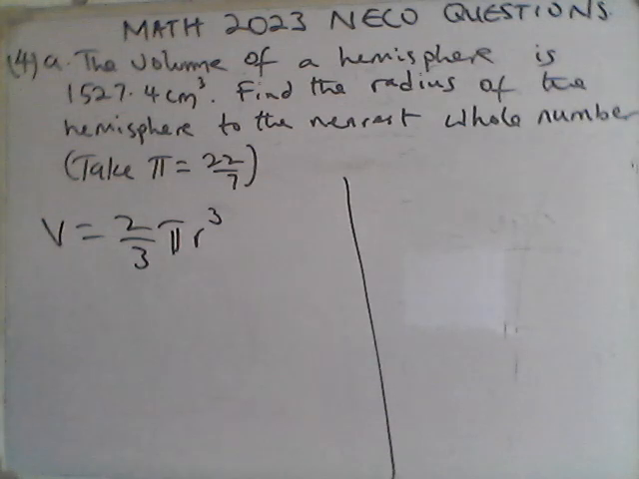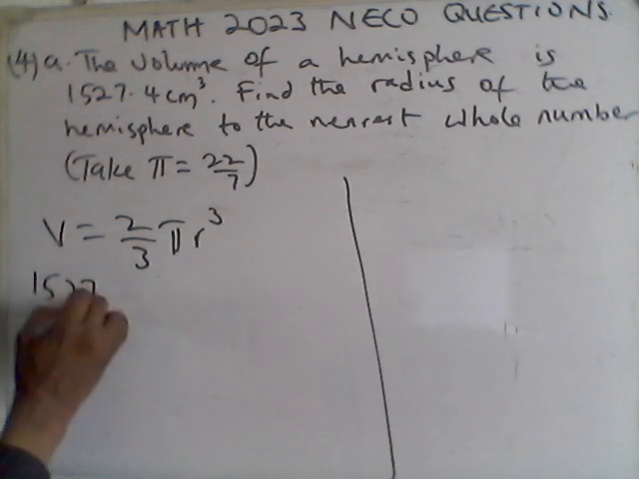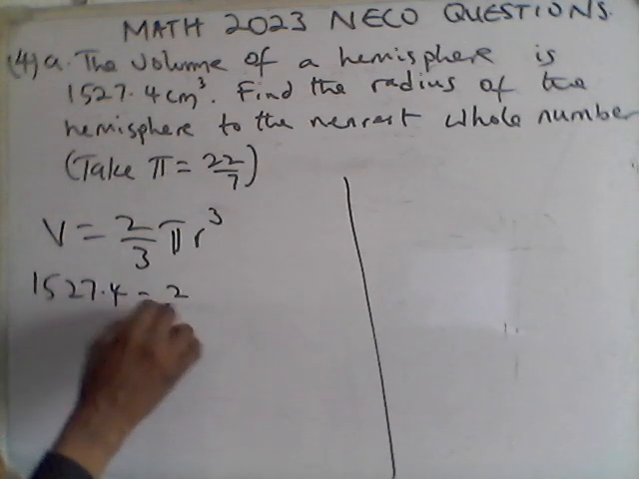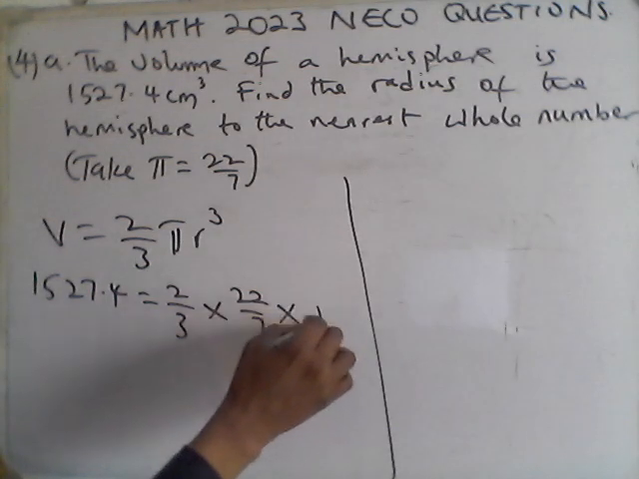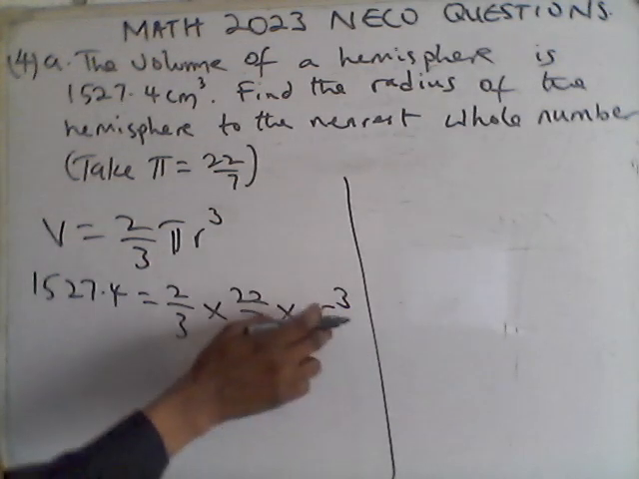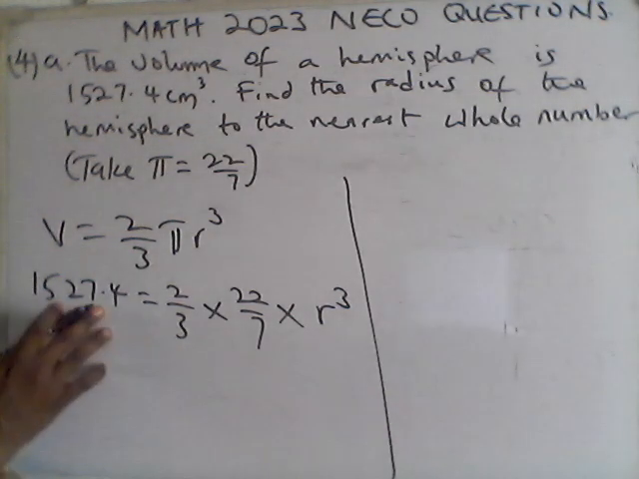So this is simple enough. Once you just know this formula, you have gotten this question. So the volume is given already as 1527.4 is equal to 2 over 3, then pi is given as 22 over 7, then times r cubed. So this is what we are looking for, r. Okay, so we can do the maths. Just make r the subject of the formula. That's what I will do. Multiply this by this and divide by this.